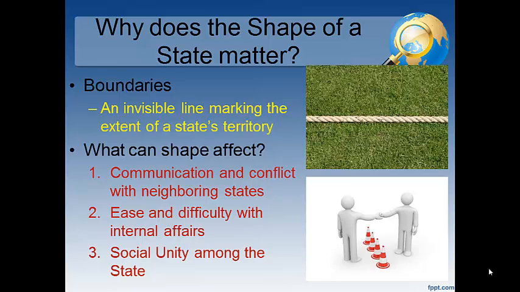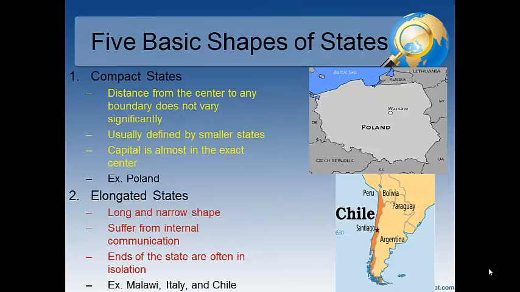Well, first off, it can create problems with communication and conflict between neighboring states for a variety of reasons. The ease and difficulty with internal affairs, let's say from one portion of a state to another, can be problematic, and the social unity among a state can also be problematic depending upon its size. Let's keep going and talk about the 5 basic shapes of states.